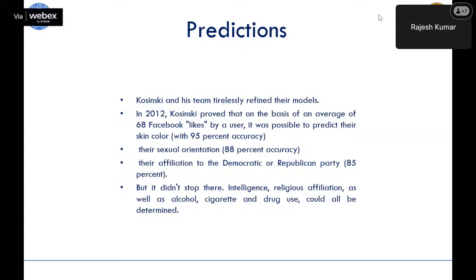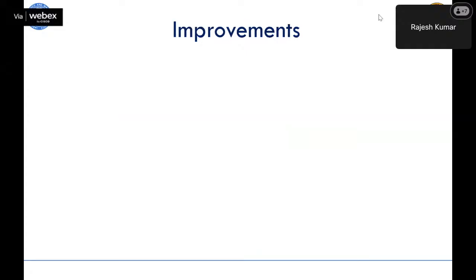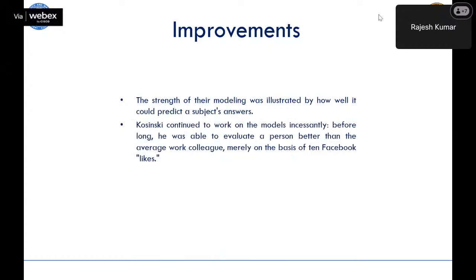They talk about that if I have only a few likes, around 70 likes, we can predict your intelligence, your religious affiliations, drug usage, alcohol, cigarettes, and all that. And then they increase it. If the data are more, they can talk about other things also involved in it. So they improvised the models with a very high accuracy because they have more data.